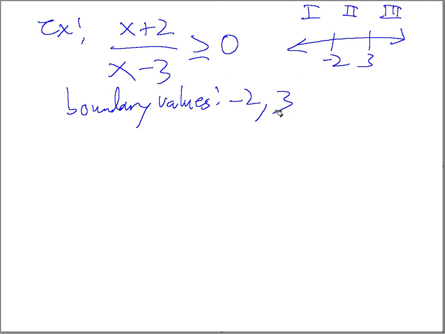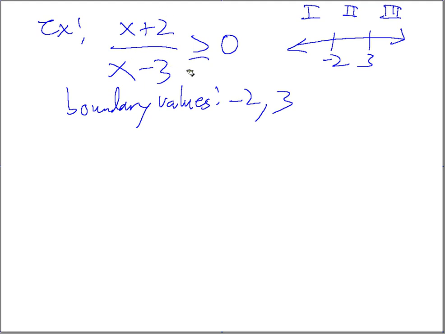All right. Now am I going to include these boundary values? Well, yes, I am, because of the equal sign. But be careful with this quotient, right? This is a division problem. If I plug 3 in for x, that'll make the denominator 0, which is undefined because you can't divide by 0. So we should not include this 3 in the solution. We do have to include the -2 though, because -2 plus 2 is 0 on top, but it's okay to have 0 on top for a fraction.